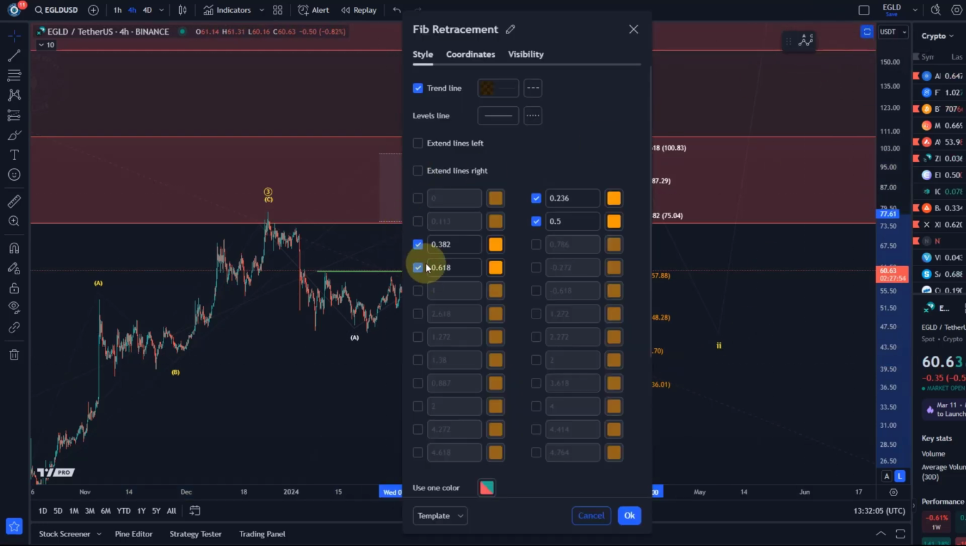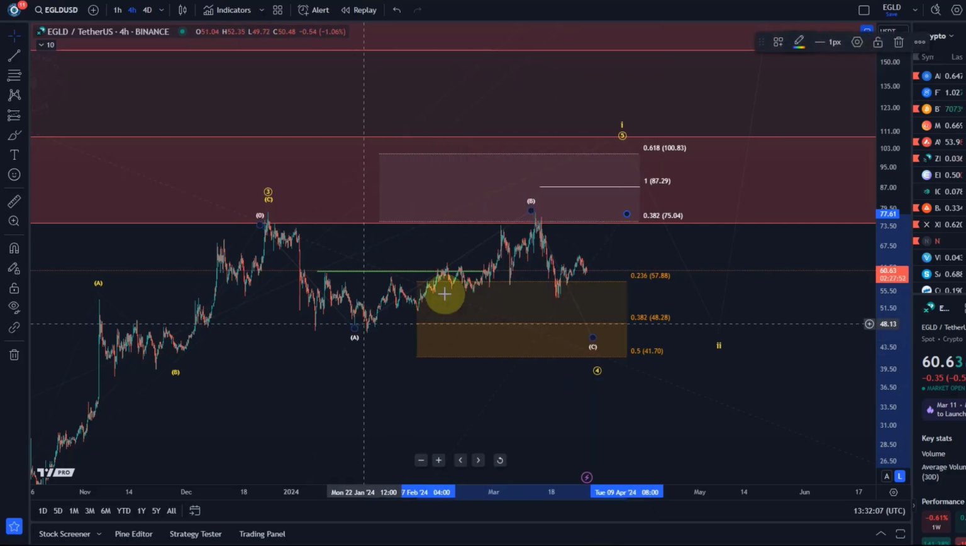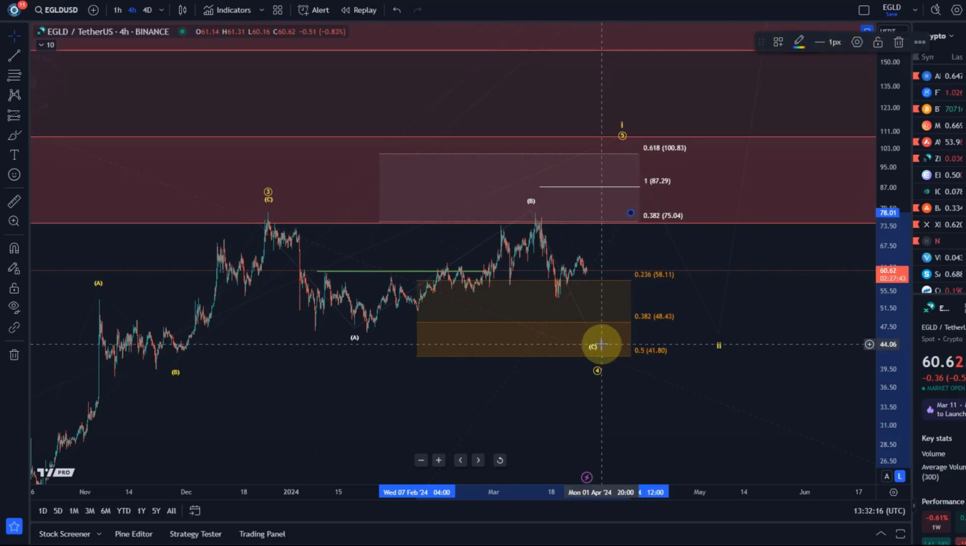So what I'll do, I'll take out the golden ratio level, especially due to the high B wave. I have to say, if we break below $41.70 on a sustained basis, that would not be good for the bulls. It is, however, not really looking like an ABC anymore.